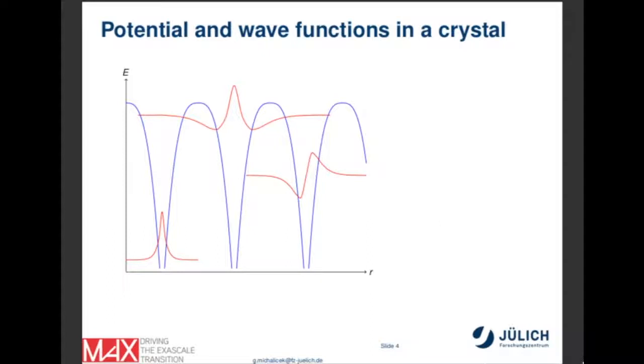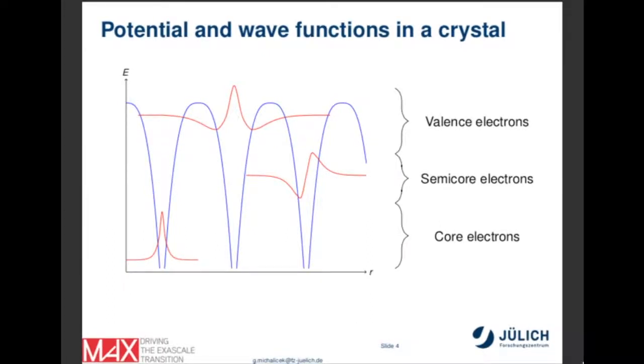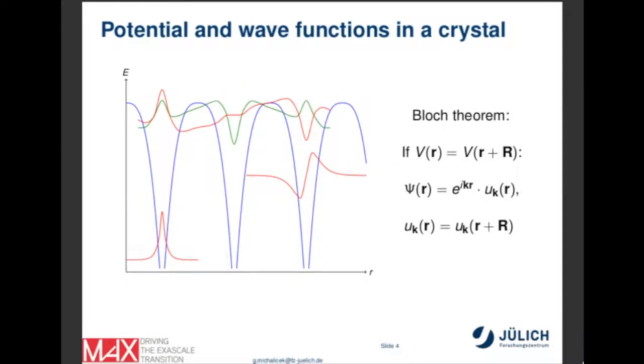But we need actually more than that. But let's first name these different wave functions and electrons. These energetically low-lying electrons we call core electrons. Then you heard about the semi-core electrons, and in the upper part here there are the valence electrons. But of course, in a crystal you have the Bloch theorem, and therefore we have some Bloch factor times some periodic function, and the wave function actually looks like this.